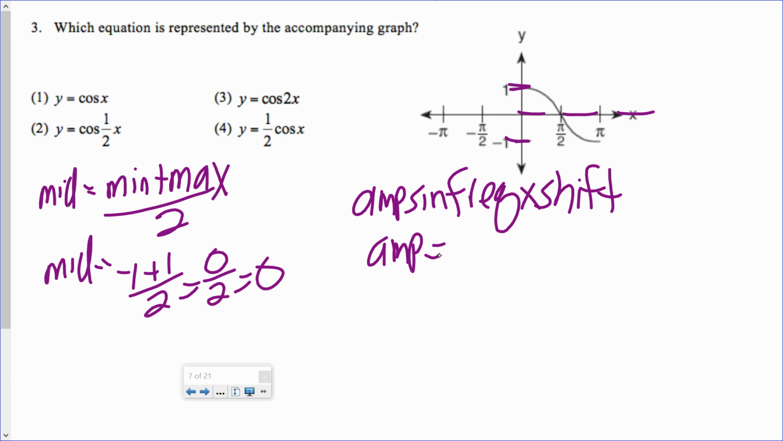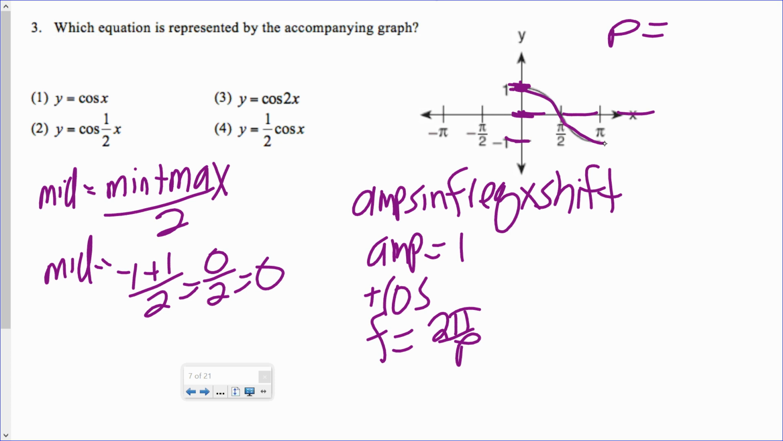Amp is the distance from the midline to the max or the min. That's 1. Sine or cosine, positive or negative? It's starting at the max. That's positive cosine. The frequency is 2 pi over the period. So I need to find the period. Here's a little twist. Period is how long it takes to make one full wave. I don't see a full wave. I see half of a wave. So you have to use your brain a little bit here. If it's half of a wave to pi, then the other half will be double that, which is 2 pi.